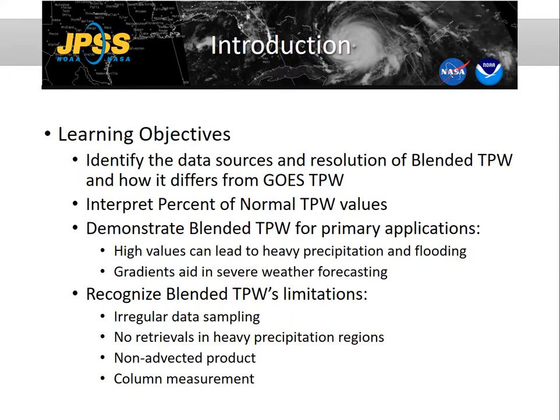And lastly, recognize blended TPW's limitations that contain irregular data sampling, no microwave retrievals within regions of precipitation, and the blended TPW is identified as a non-advected product that only provides column TPW measurements throughout the atmosphere.